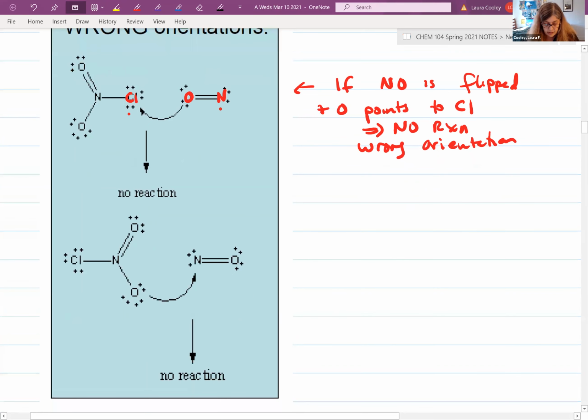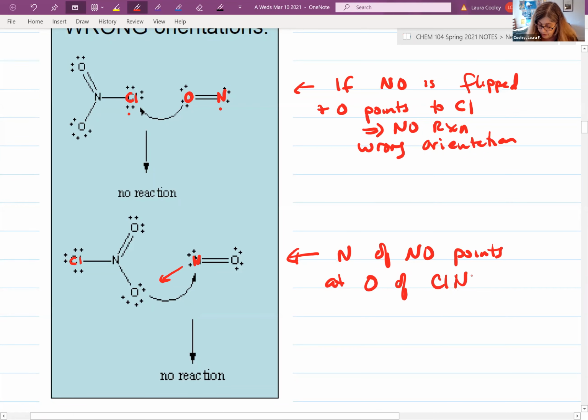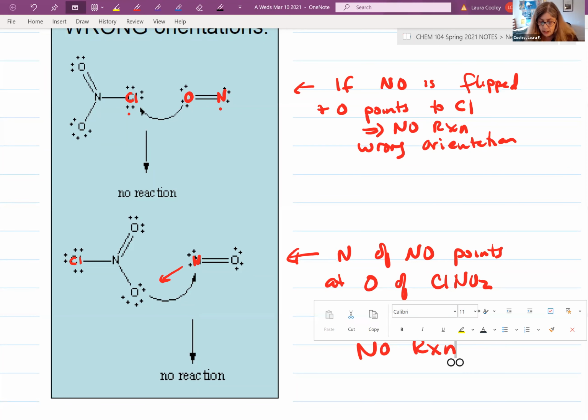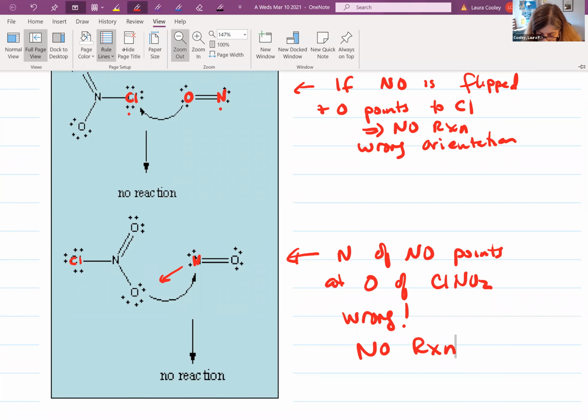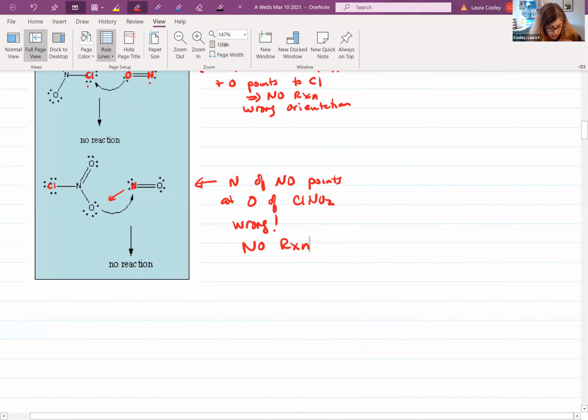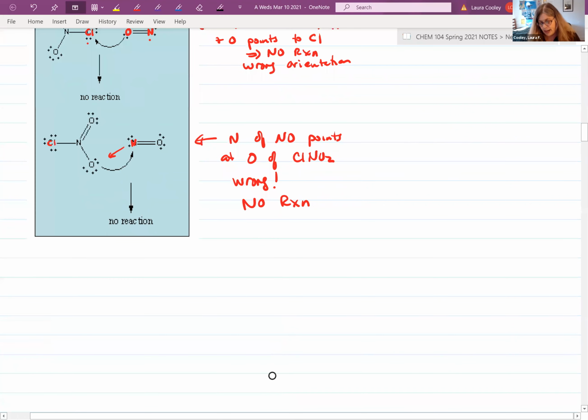And here, I have the N now in that direction, but it's coming at the oxygen instead of the Cl. So here, N of the NO points at O of ClNO2, and that's the wrong orientation. There will be no reaction there either. Both of these are incorrect orientations. So how do we account for this? How does that affect the rate constant? Because these things affect the rate constant.